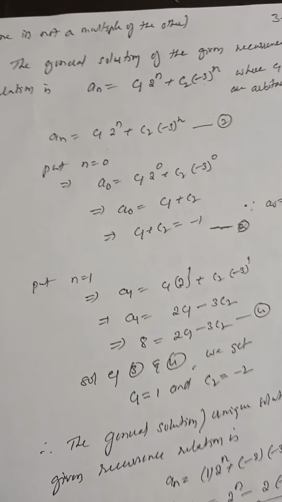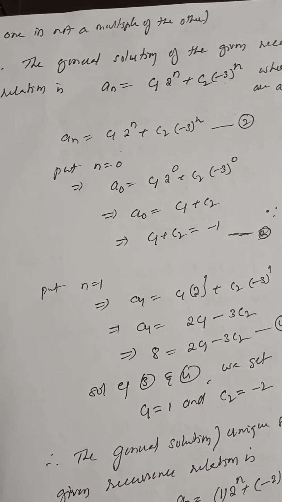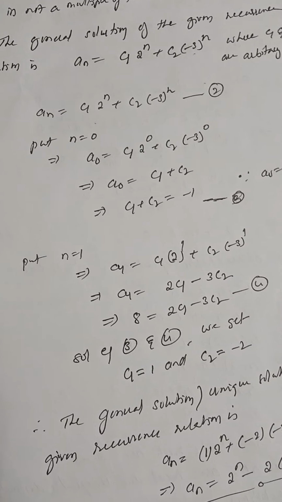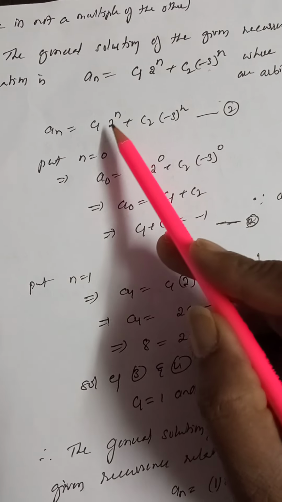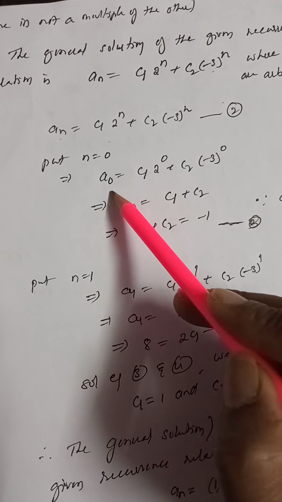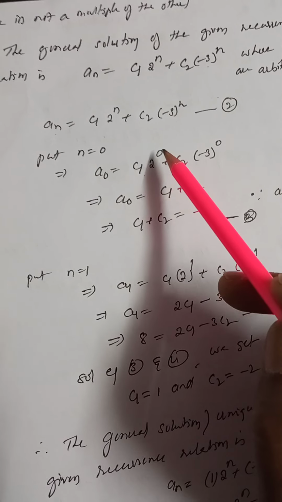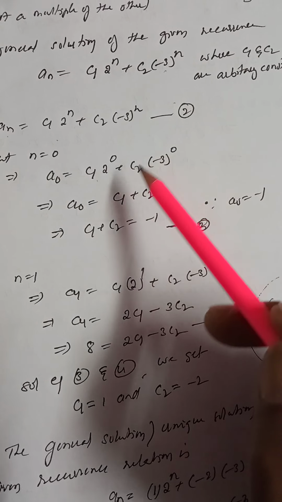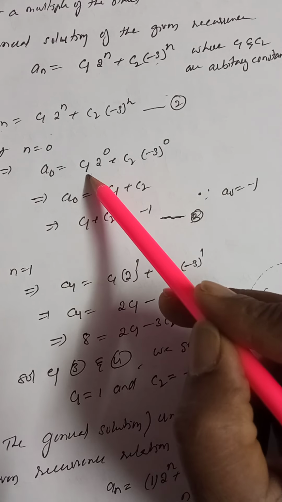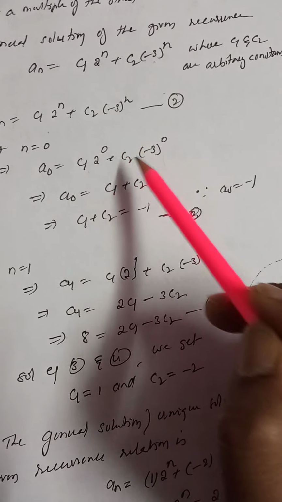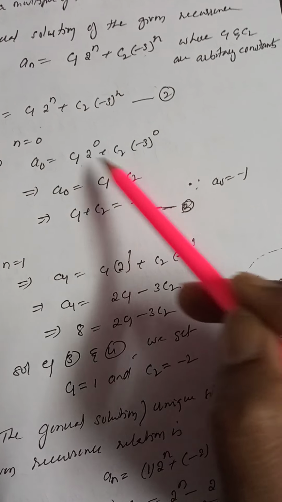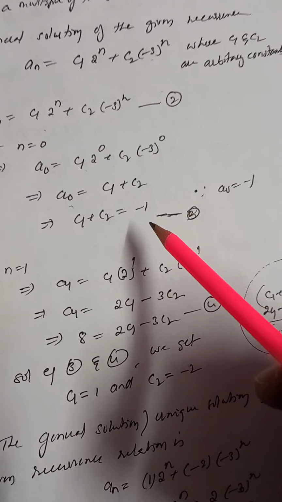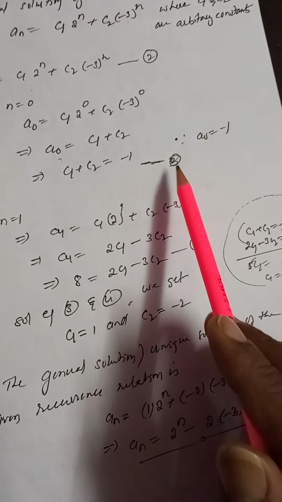But already in the problem, initial conditions are given to you. Those initial conditions, or boundary conditions, are a0 is equal to minus 1 and a1 is equal to 8. That means if you put n is equal to 0 here, a0 is equal to c1 into 2 to the power of 0 plus c2 into minus 3 to the power of 0. Something power 0 is 1, something power 0 is 1. Therefore c1 plus c2 is equal to a0, where a0 is equal to minus 1. Call that equation number 3.